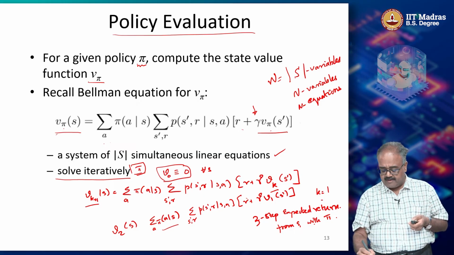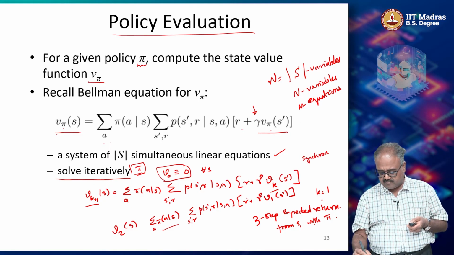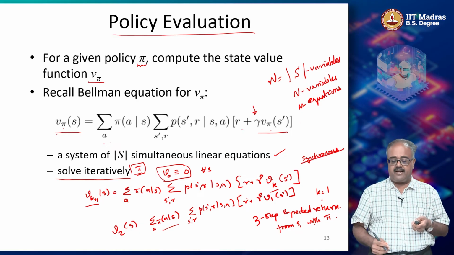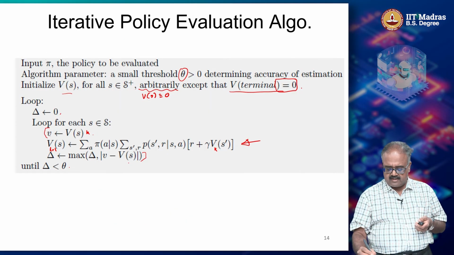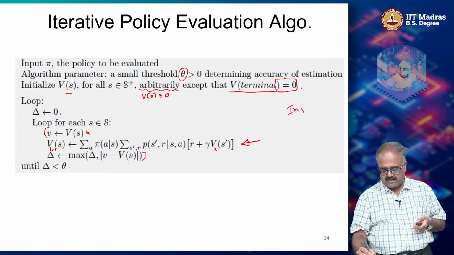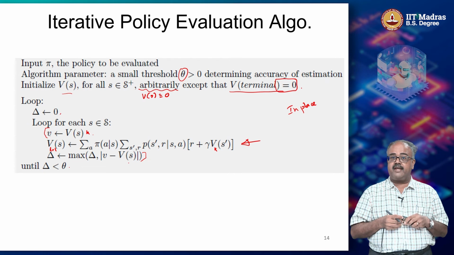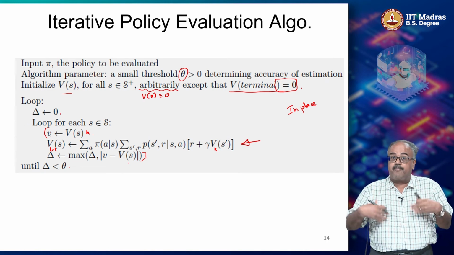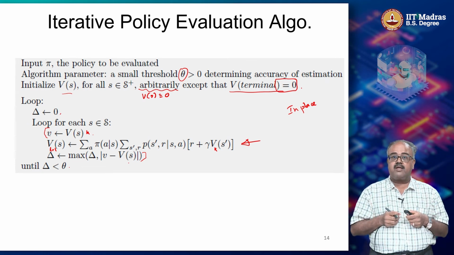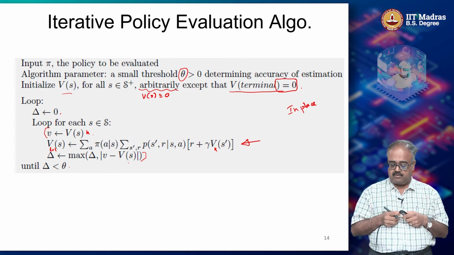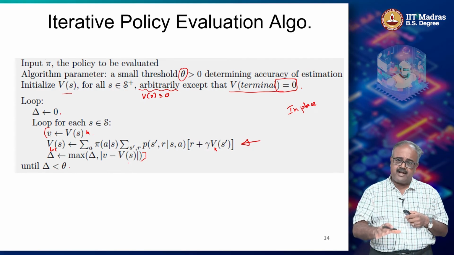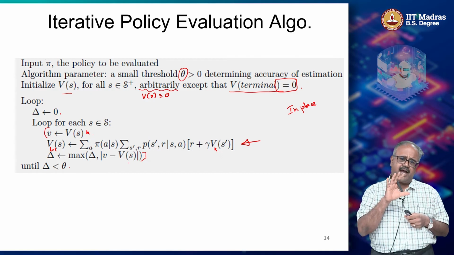So doing this update is called a synchronous update, and this is in place updates. In place update means I'm not making 2 copies of Vk plus 1. I'm just changing the 1 copy itself, changing 1 copy of Vk to Vk plus 1. So this algorithm is a little more efficient, but it also hides a small fact.